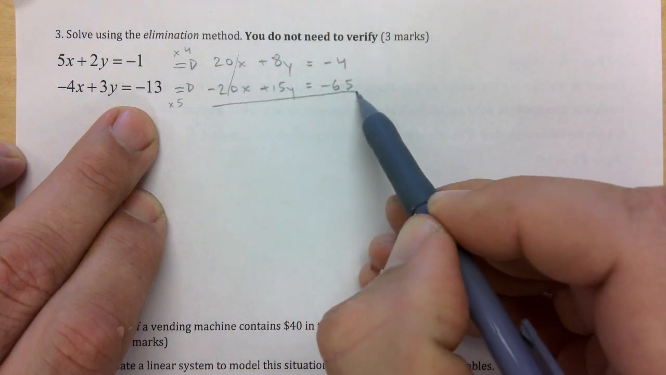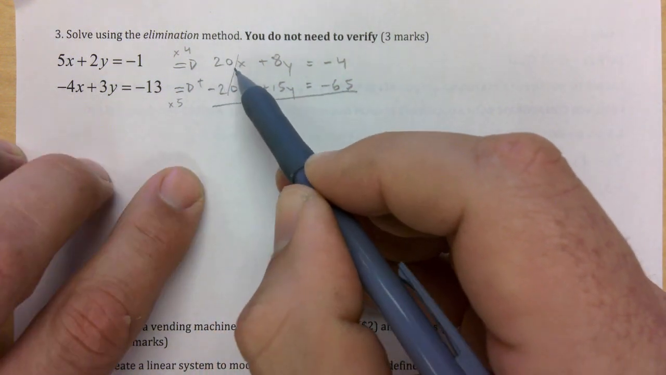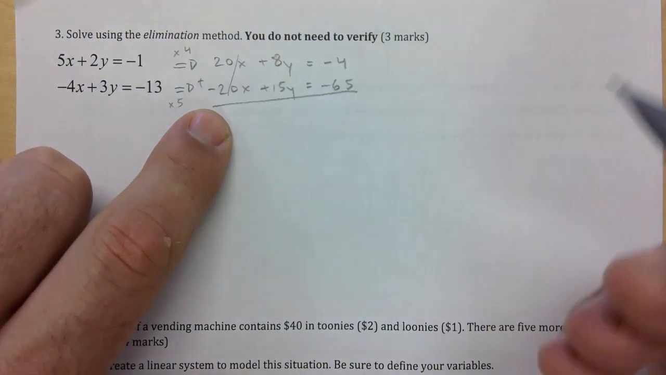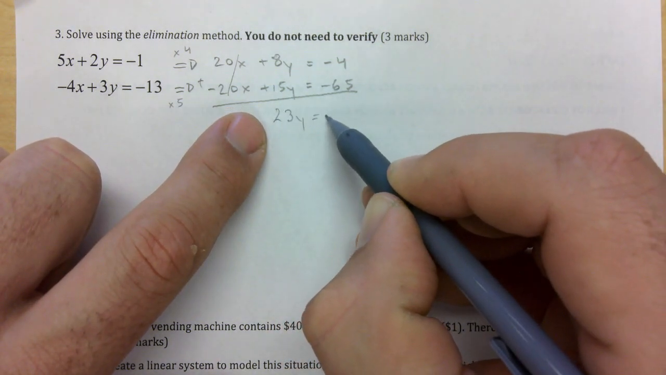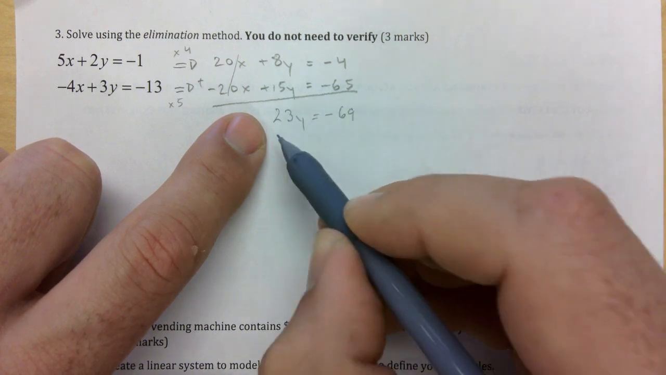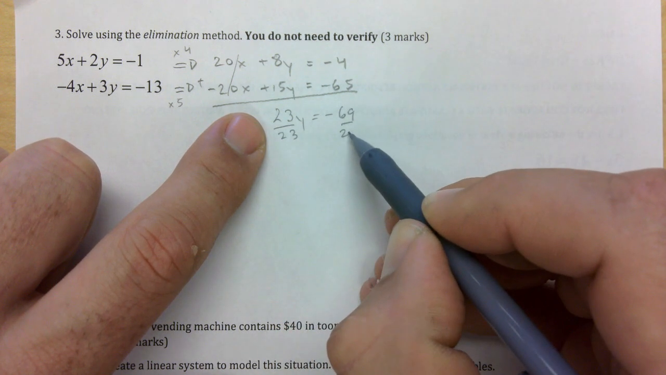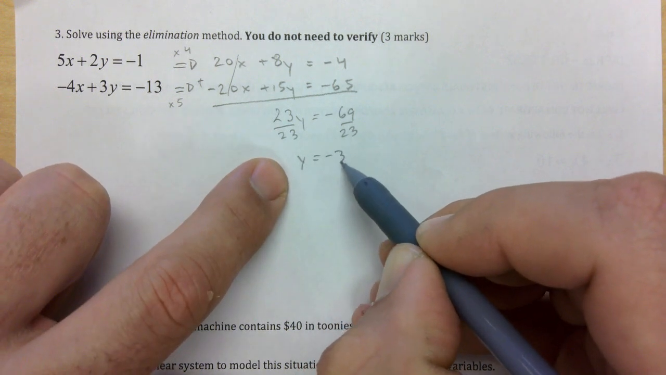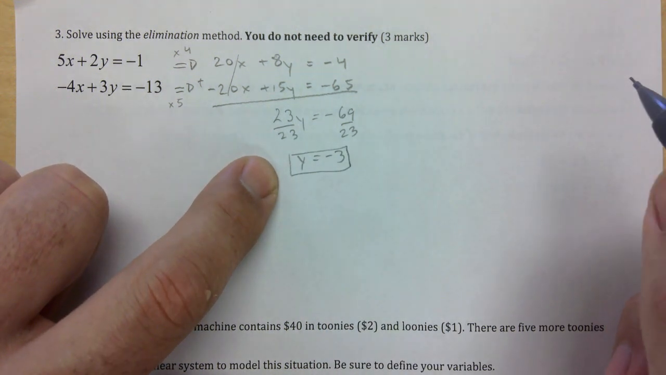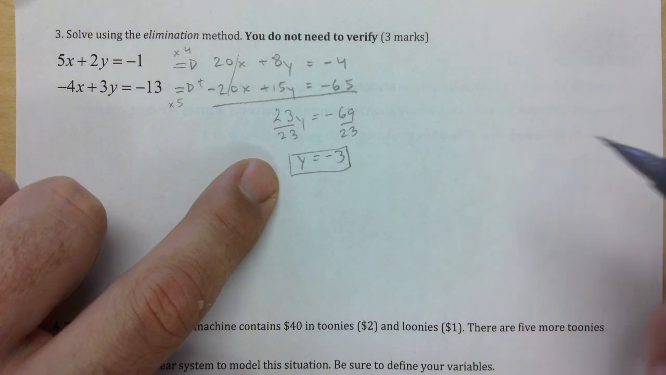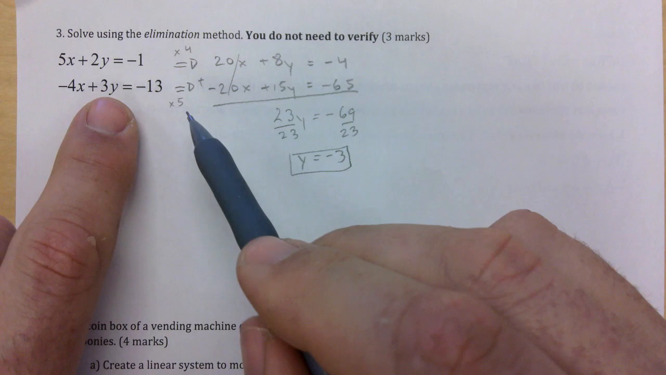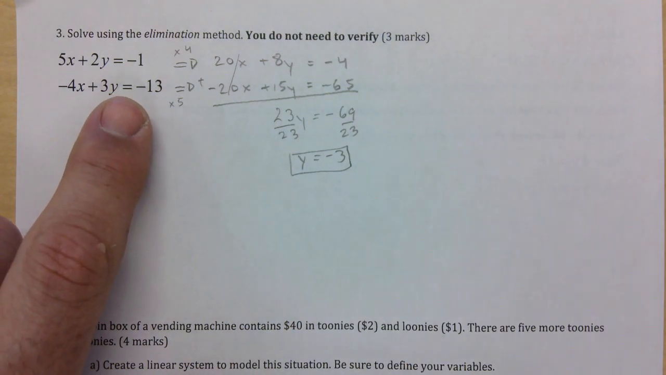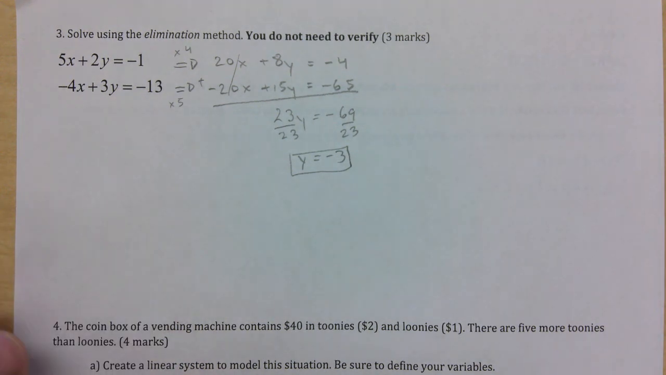This cancels out. In this case, you're adding the equations, because if you add a positive and a negative, it turns out to 0. So you end up with 23y is equal to negative 69. You divide both sides by 23. y is equal to negative 3. There you have the first variable. If you wanted to go back and repeat the same steps, like you multiply both equations so that you can eliminate y and then solve for x, that's also acceptable.